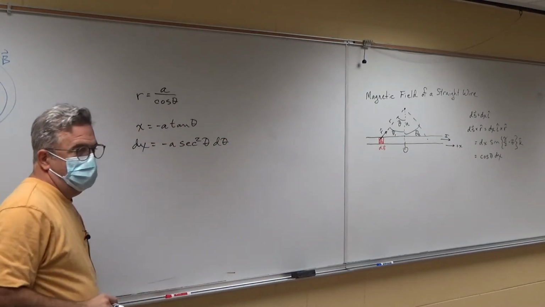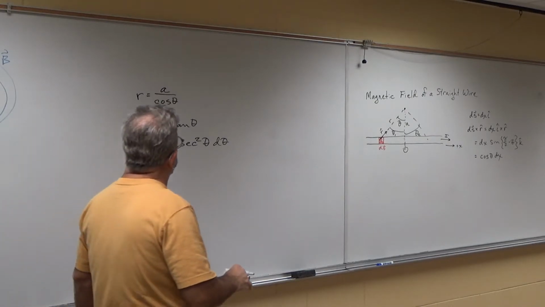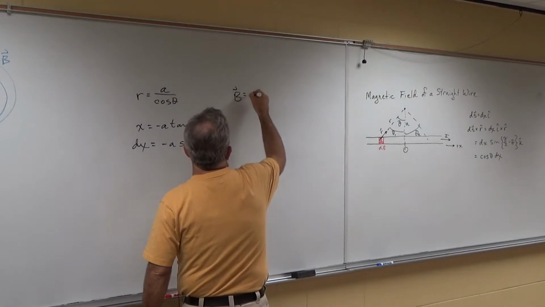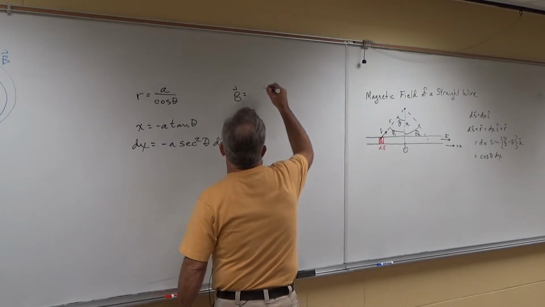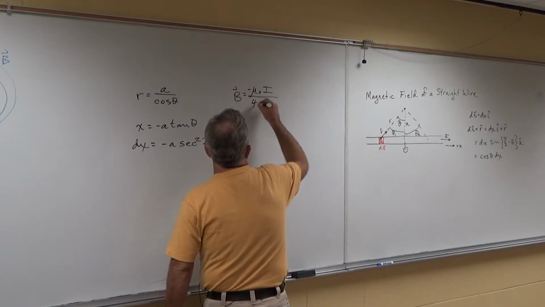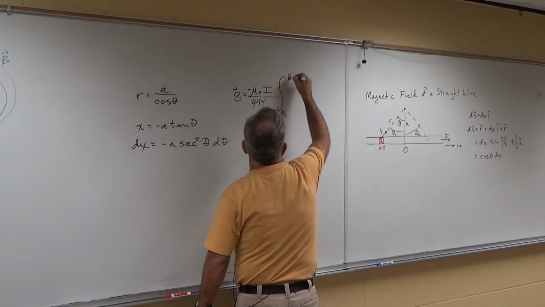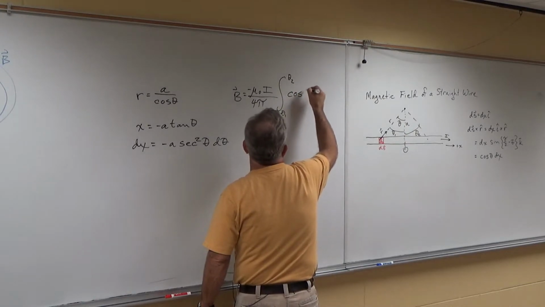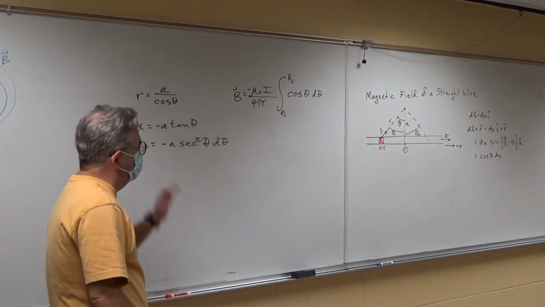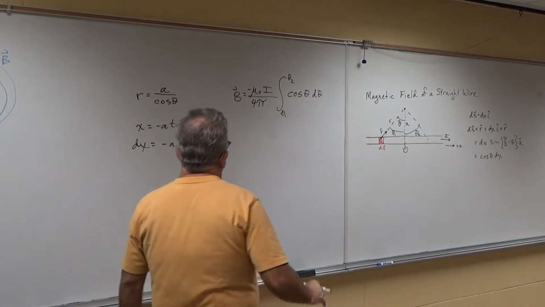Now I'm ready to plug all that stuff into what I wrote down before with Biot-Savart. So you get B is equal to mu naught I, I think there's a negative, over 4 pi times the integral from theta 1 to theta 2 of, you put all this together and you get a cosine theta, k hat.